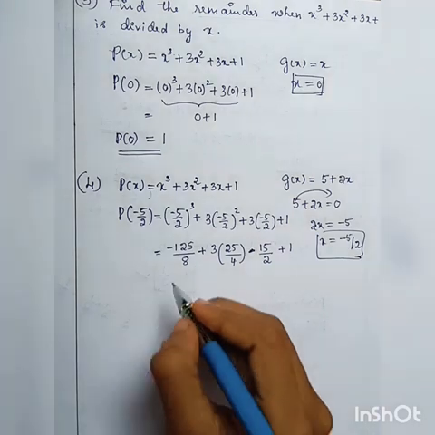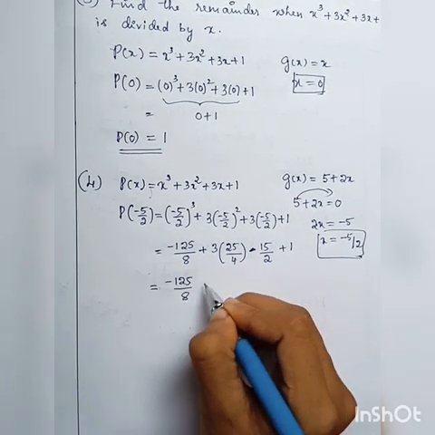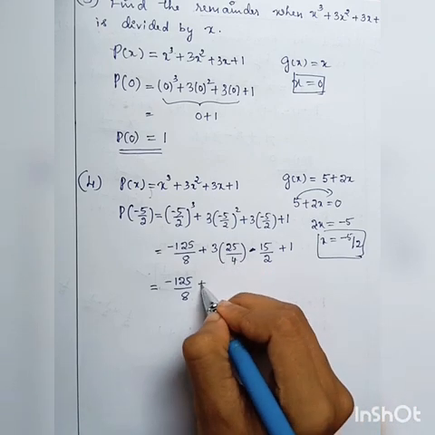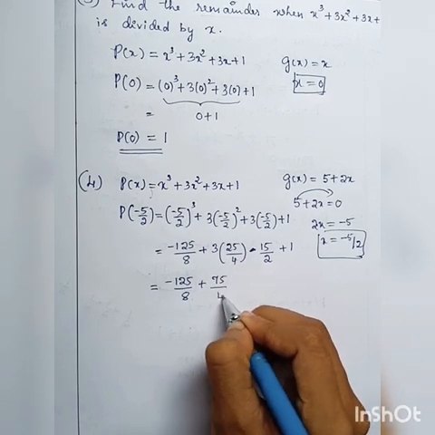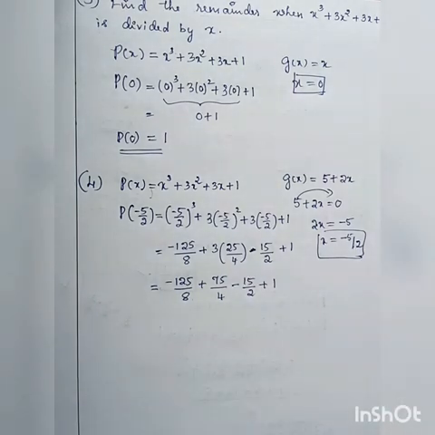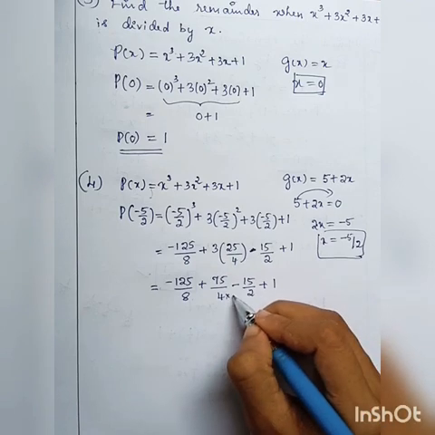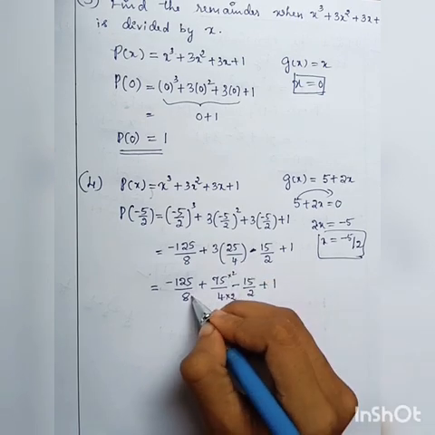So we'll solve the next step. The next step is minus 125 divided by 8, plus 25 into 3 is 75 divided by 4, minus 15 by 2 plus 1. So we have got fractions. To add the numerators, we have to make the denominator common now. So how to make the denominator common? We have to take the LCM of 8, 4 and 2. So the same thing, 8 is the LCM, correct? So 4 how much are 8? 4 2s are 8. So this is 8 only, correct?